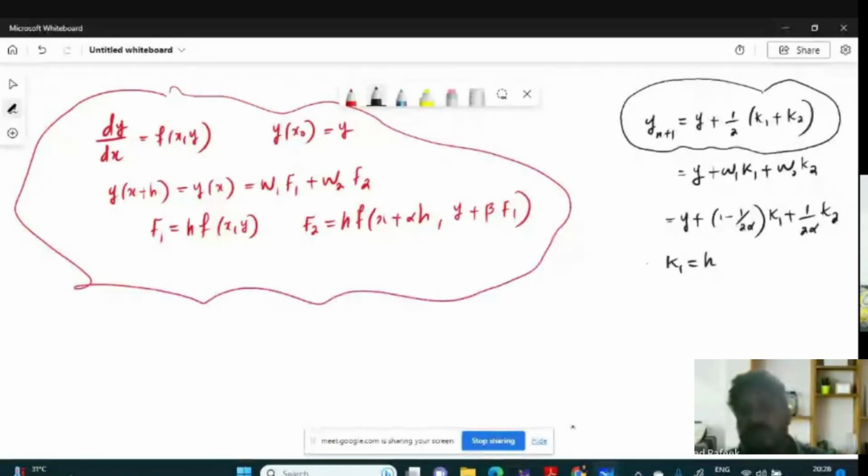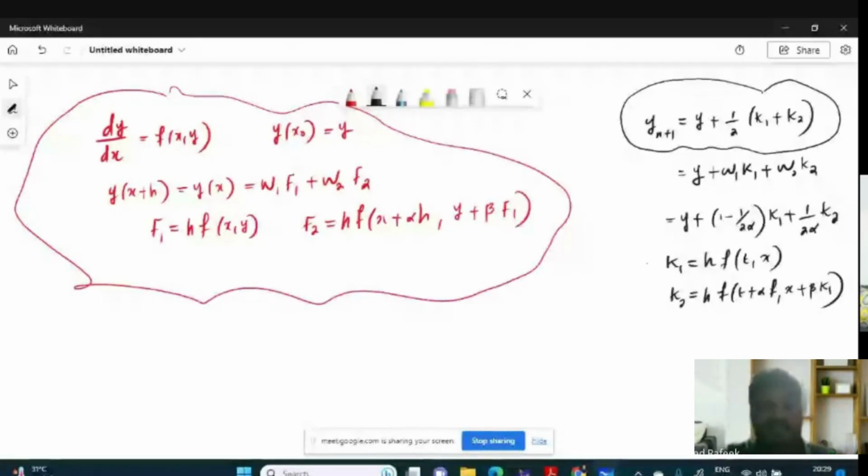k1 into h f of t comma x. If you are in t and x, or here it is, I think x comma y. I am just writing t comma x. That is understood from the theory. h into f of t plus alpha h, x plus beta h k1. That is a general theory.